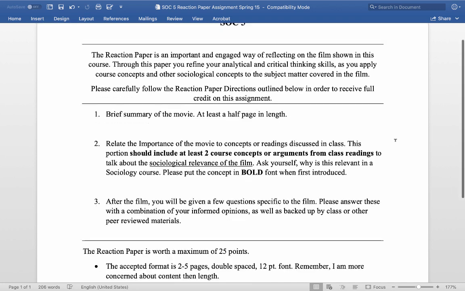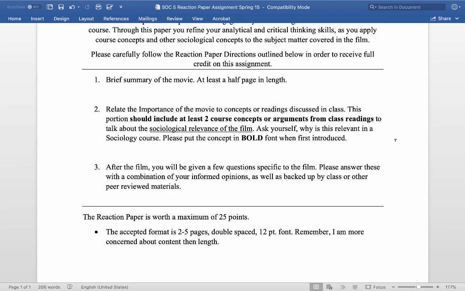Also, just to let you know, it's worth 25 points. It should be about 2 to 5 pages, and again, that's double spaced. So that's about 1 to 2.5 pages single spaced. 12-point font. And remember, I'm not really worried about the length as much as I'm worried about the content. Meaning if your paper's a little short, that's fine. If your paper's a little long, that's fine. What I'm looking for is to see, did you do this brief summary of the film? Did you connect to 2 class concepts? And did you fully answer each part of each additional question? As long as you did that, you're good for the assignment.